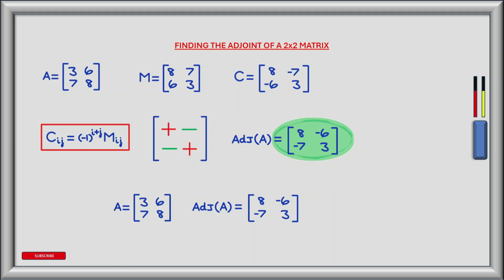Now, I promised you a fast method of doing this. So to find the adjoint of matrix A, we swap the position of these two elements here to give these two elements here in the adjoint matrix. And then we change the sign of these two elements here to give these two elements in the adjoint matrix.